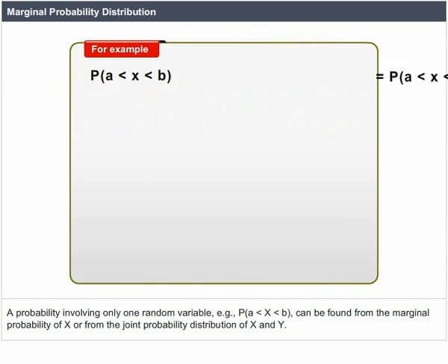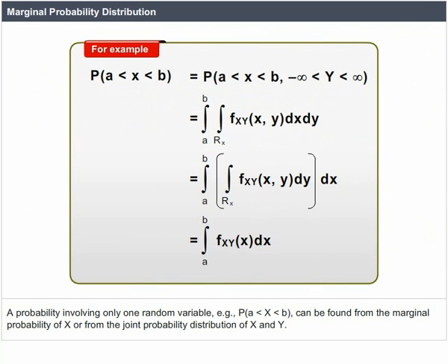A probability involving only one random variable, for example the probability of a less than X less than b, can be found from the marginal probability of X or from the joint probability distribution of X and Y.